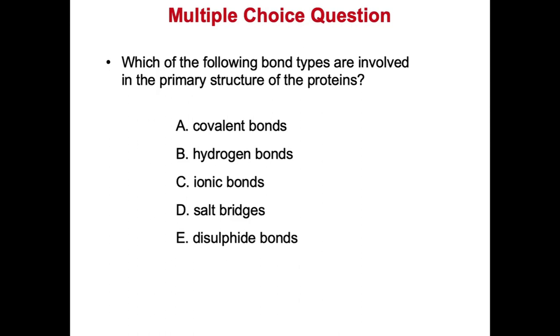First we need to understand what primary structure is. If you recall, the primary structure of a protein is the sequence of amino acids in its polypeptide chain. And the amino acids themselves are held together by covalent bonds. So we're only concerned with the primary structure. All these other types of bonds, the hydrogen bonds, ionic bonds, salt bridges and disulfide bonds, are not involved in the primary structure because that only relates to the amino acid sequence.